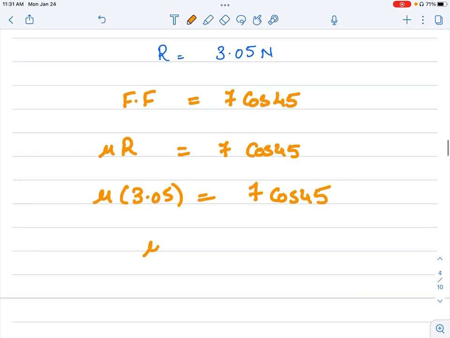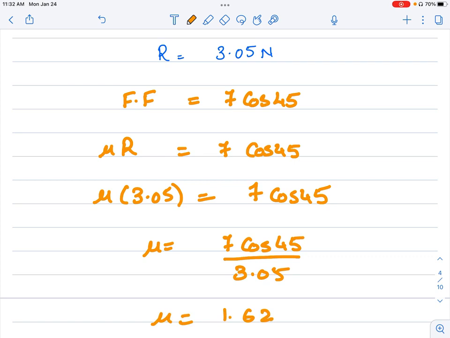From there, if you want to get the mu value, it is 7 cos 45 divided by 3.05. So you can take the calculator, keep the mode of the calculator in degrees. 7 times cos 45 divided by 3.05. So this should be giving me something around 1.62. So mu value is 1.62 in three significant figures. So that is question number 3.